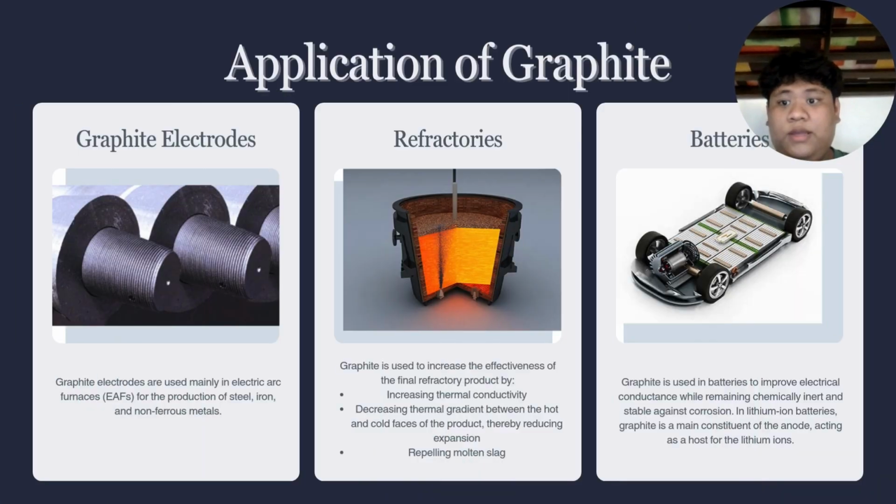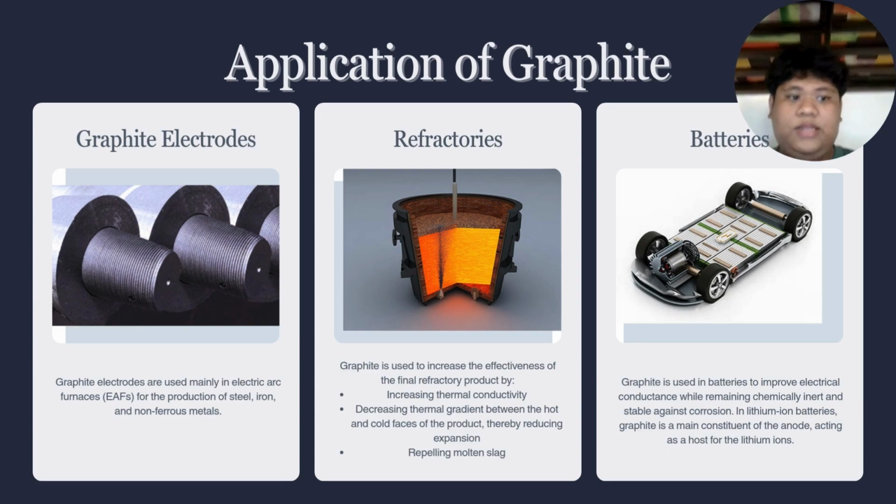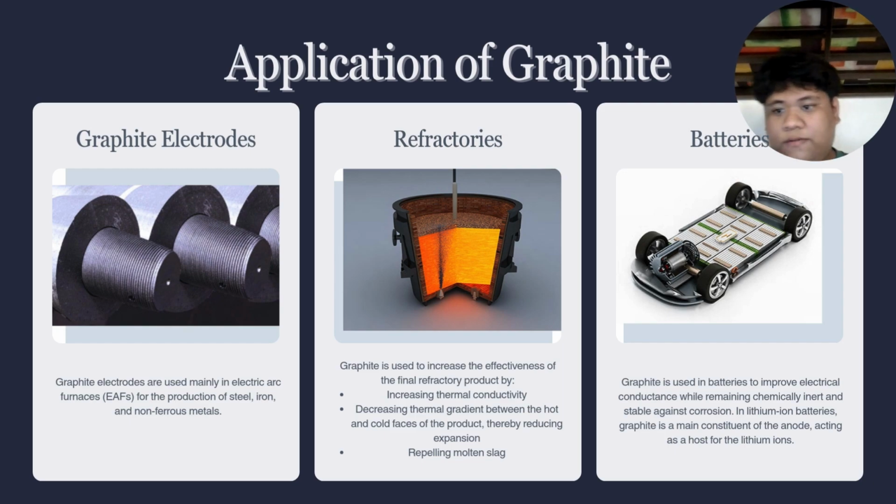Application of graphite. The first one is graphite electrode. The largest end use for primary synthetic graphite is in production of graphite electrodes. These can handle very high current and are produced by molding synthetic graphite into the correct shape. Graphite electrodes are used mainly in electric arc furnaces (EAFs) for the production of steel, iron, and non-ferrous metal.